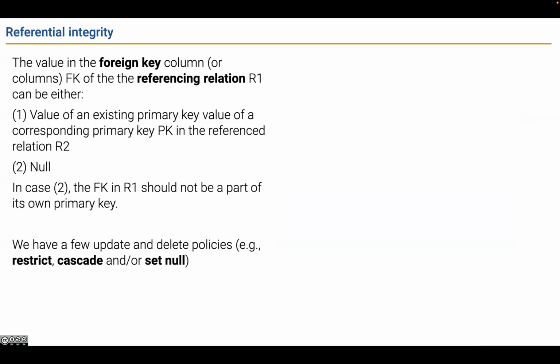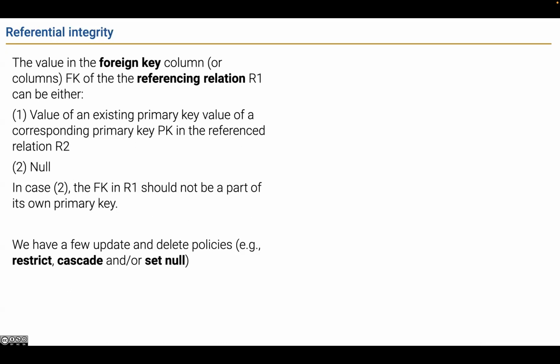And the last part is about referential integrity. There's a definition I literally got from the textbook. We have a relation, meaning two tables involved, and one references the other's primary key. So in our own table, it will be the foreign key. The foreign key can be either the value of an existing primary key in the referenced table, or it can be null. But in the second case, the foreign key in our relation should not be part of the primary key.